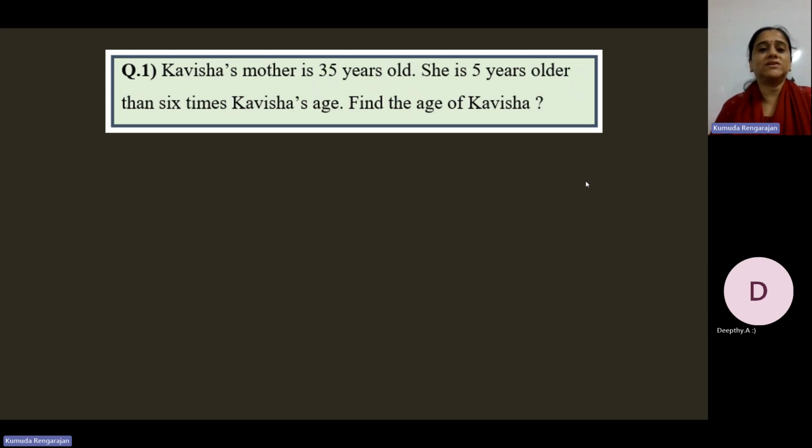Kavisha's mother is 35 years old. She is 5 years older than 6 times Kavisha's age. Find the age of Kavisha. Kavisha is a daughter, and there's the other character, Kavisha's mother. Kavisha's mother's age is given to you. Kavisha's mother is 35 years old. Kavisha's mother is 5 years older than 6 times Kavisha's age.